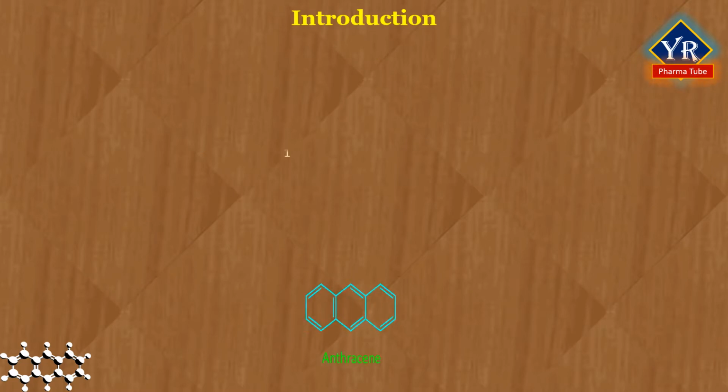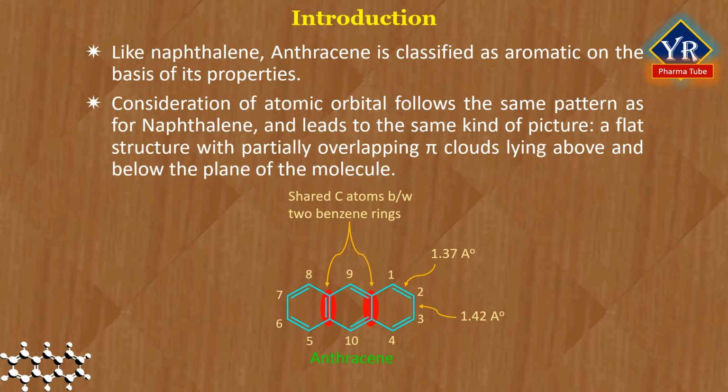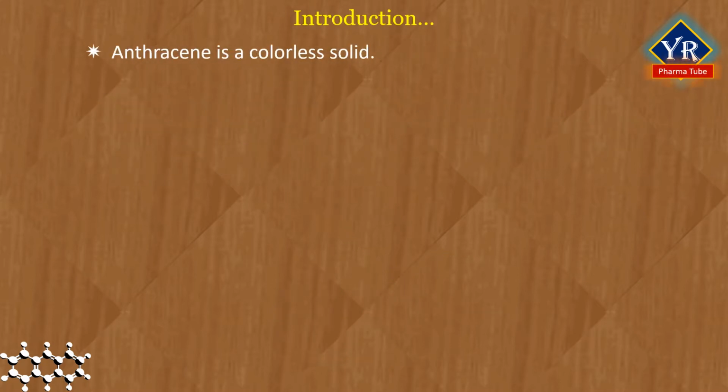The structure and the positions, that is the numbering system in anthracene, are designated by numbers as shown in the structure. Like naphthalene, anthracene is classified as aromatic on the basis of its properties. Consideration of atomic orbitals follows the same pattern as for naphthalene and leads to the same kind of picture, that is a flat structure with partially overlapping pi clouds lying above and below the plane of the molecule. In terms of valence bonds, anthracene is considered to be one of the 4 hybrid structures as described in the last video.